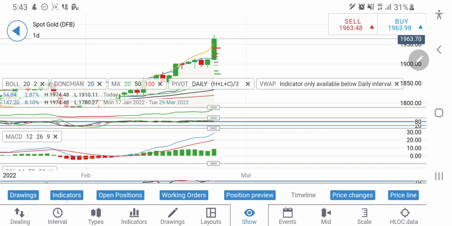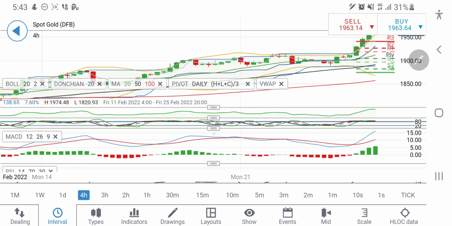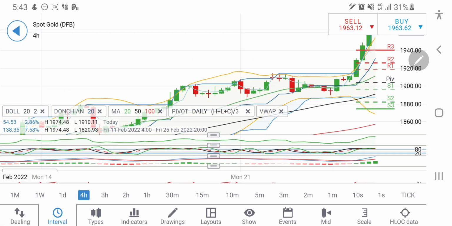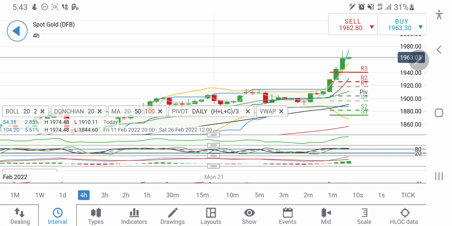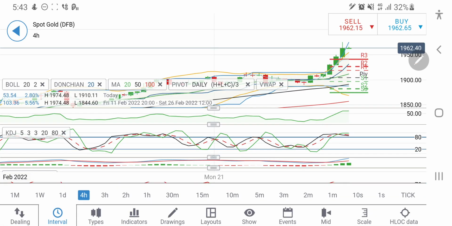Now let's have a look at the indicators on the 4-hour charts. On the 4-hour charts, you will find that again it is trading outside the Bollinger Bands and the channel. The support right now is at 1947 and 1940 levels. Below that, it can come back towards 1930, which is going to provide a stronger support for gold on the downside. So yes, on the stochastic it is overbought.